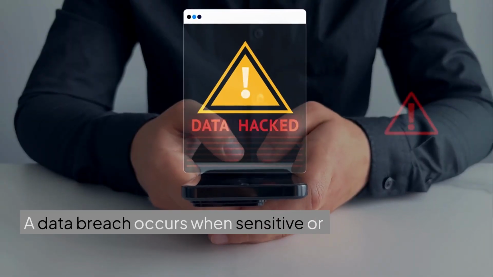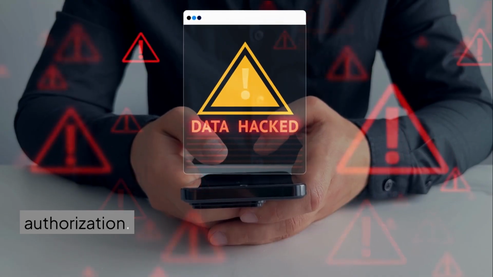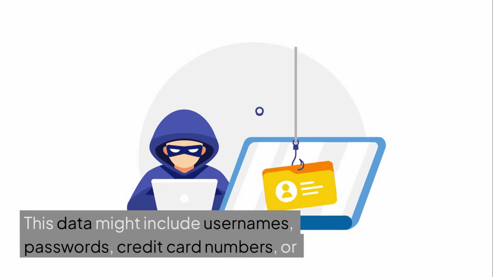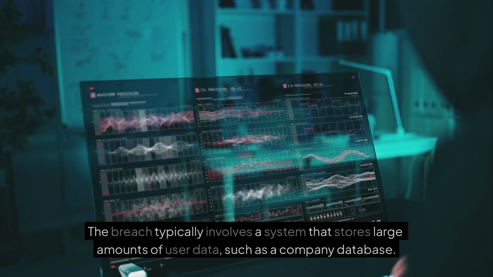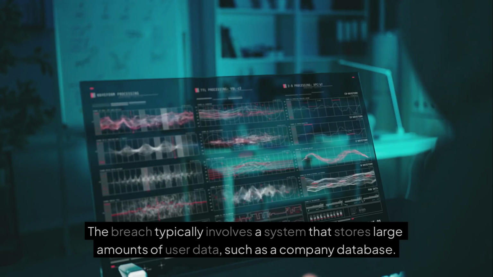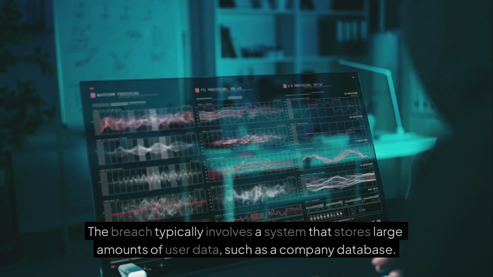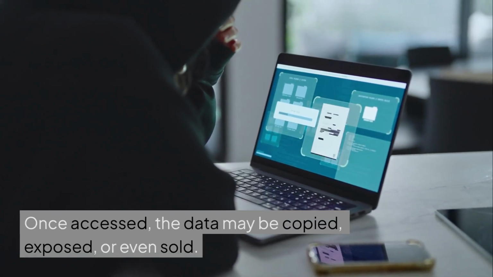Chapter 1: What a data breach is. A data breach occurs when sensitive or private information is accessed without authorization. This data might include usernames, passwords, credit card numbers, or personal details. The breach typically involves a system that stores large amounts of user data, such as a company database. Once accessed, the data may be copied, exposed, or even sold.